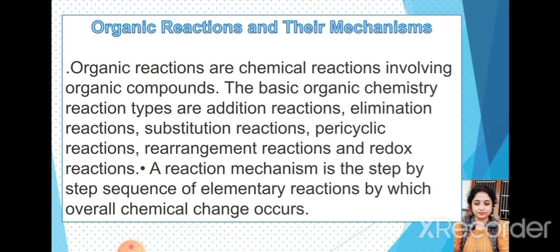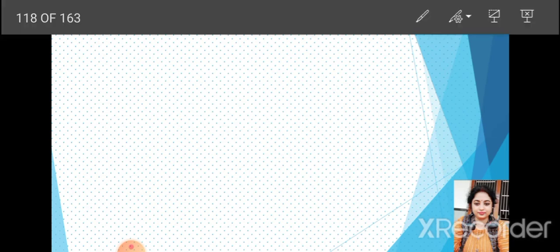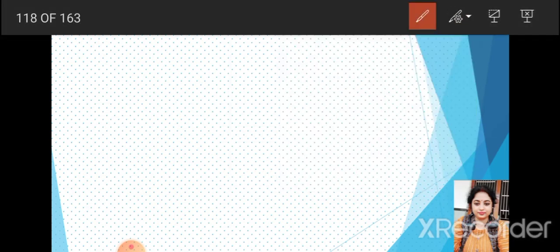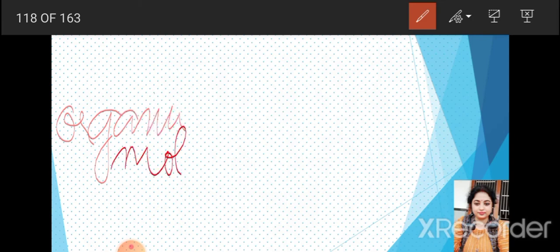Generally, an organic reaction involves two species. One species is called the substrate and the other the attacking reagent. As in your book it is given, substrate plus attacking reagent gives product. What is a substrate? Substrate is your organic molecule. This is your substrate, the organic molecule.